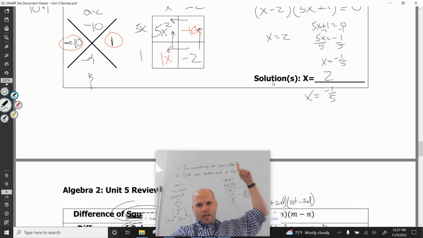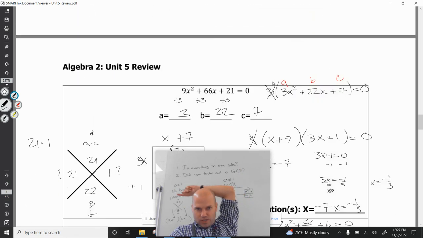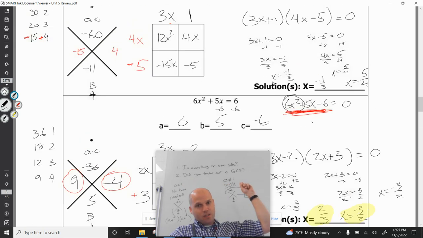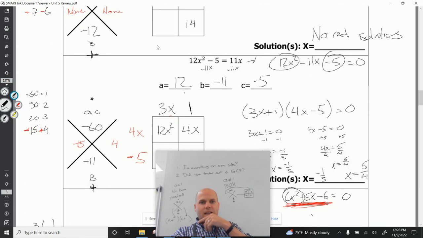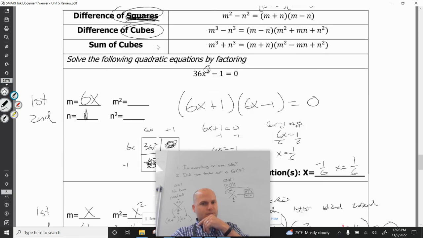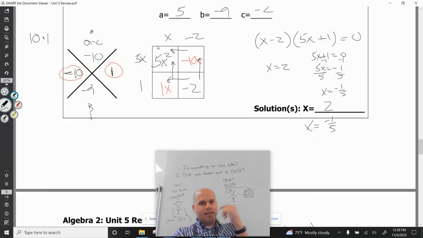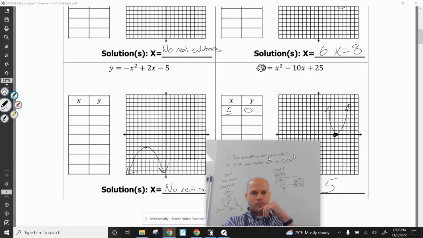Is everything on one side? Did you factor out a greatest common factor? For day 2, for my students, if a is 1, no boxes needed. If a is not 1, you have to use the box. Check by distributing. Distribution is what originated before factoring. We are backwards distributing, okay? And then squares and cubes, guys, firsts and seconds, pay attention to them. And I really am hoping for really good results on this test, okay?